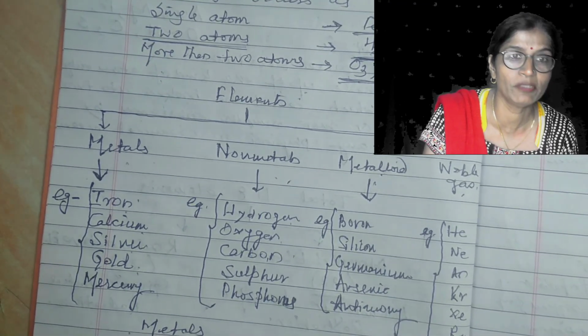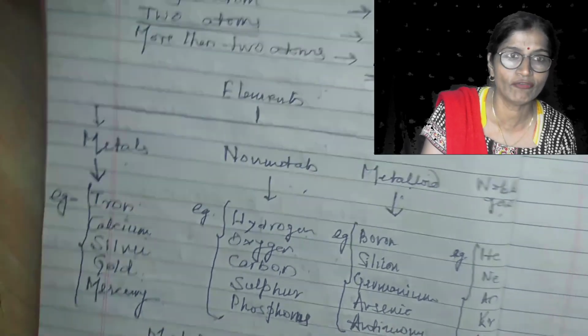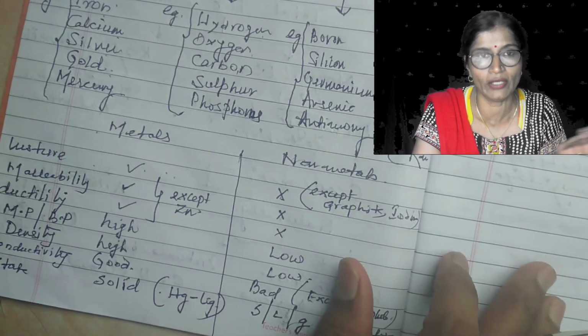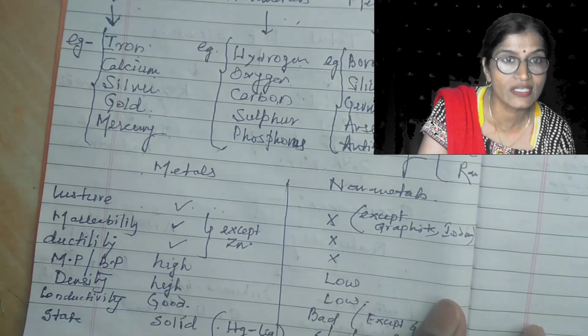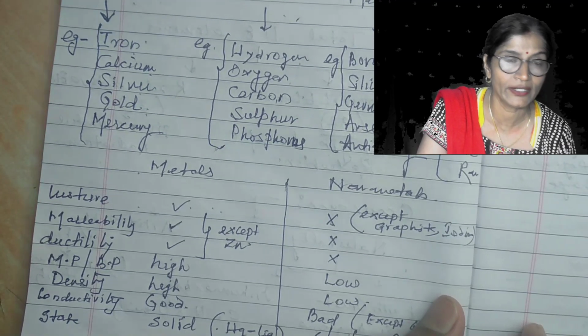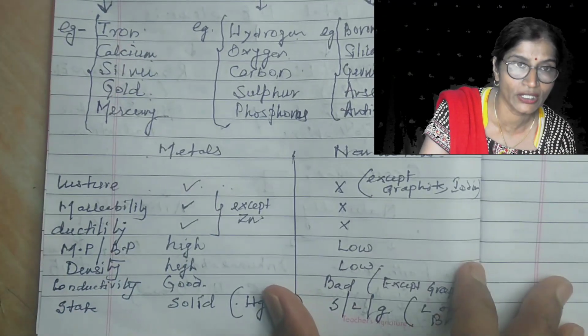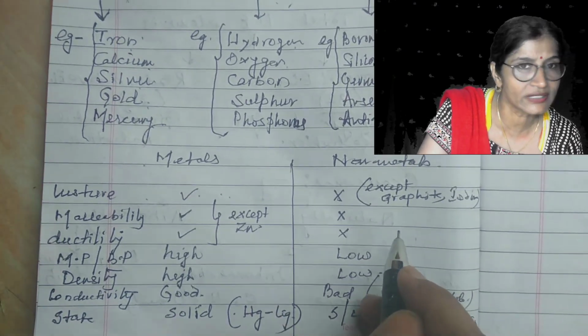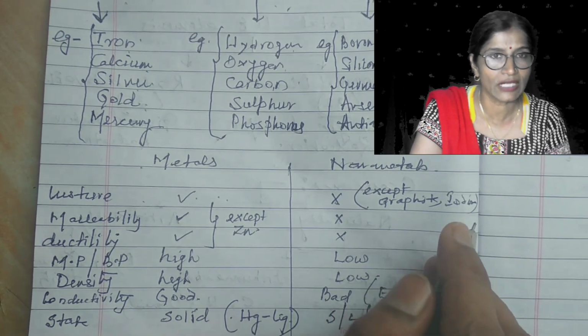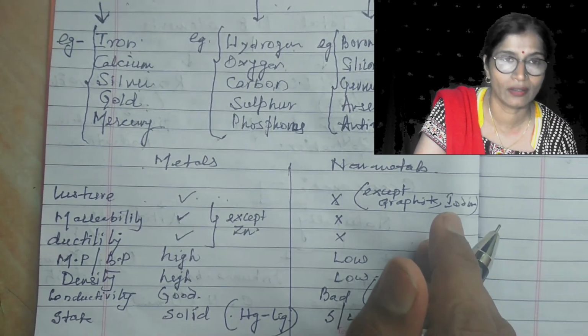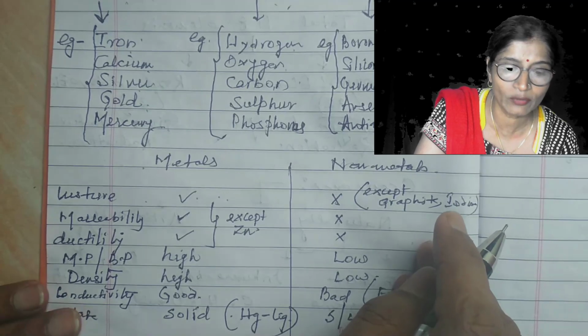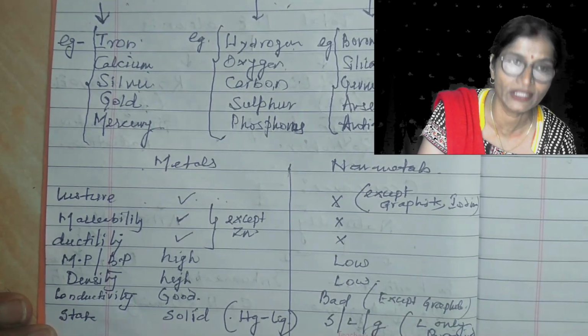Malleable means can be beaten into sheets. Aluminium foil, you know, a thin foil is prepared from aluminium. Gold foil, silver foil, all these are prepared. It means they are malleable. But non-metals cannot be beaten into sheets. Suppose you hammer carbon, what will happen? It will not be converted into a sheet. Instead, it is brittle and it will break down.